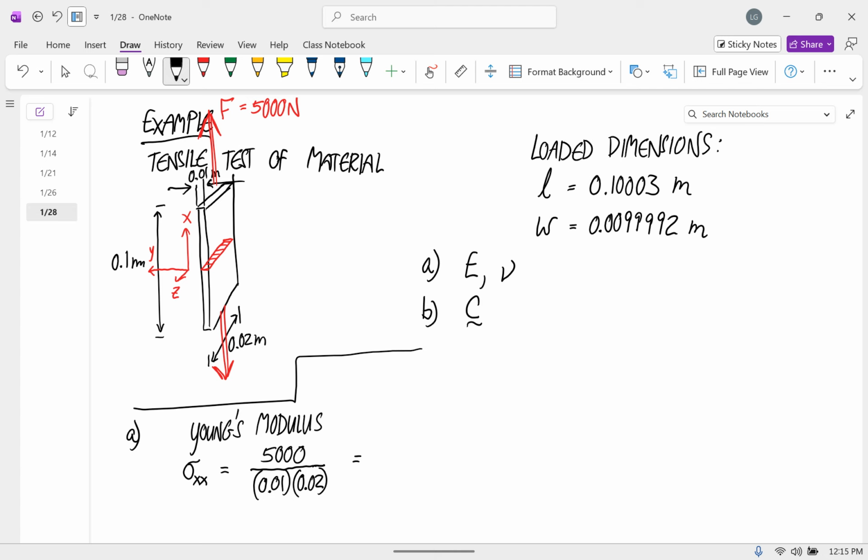And so if you calculate this, that's 5,000 divided by 0.0002, and that comes out to be 2.5 times 10 to the 7 pascals. A pascal is a Newton per meter squared. So this is newtons, this is meters squared.